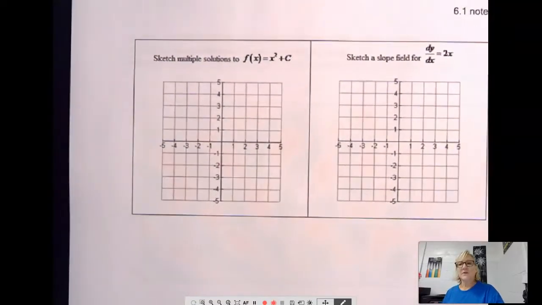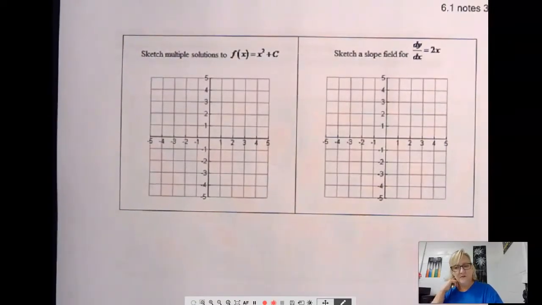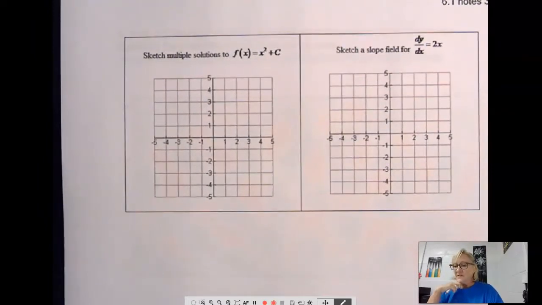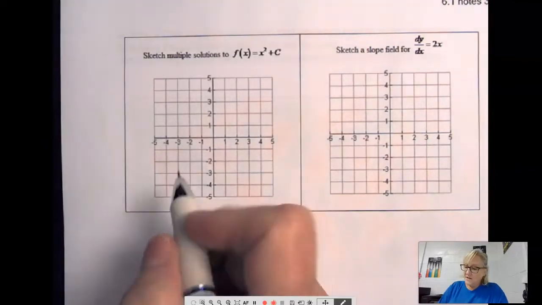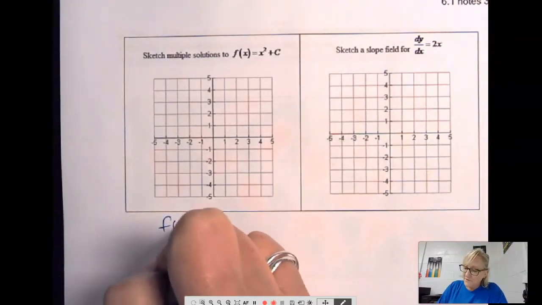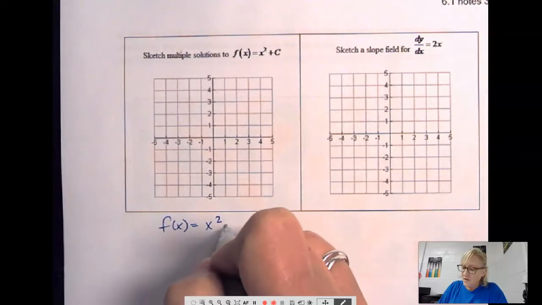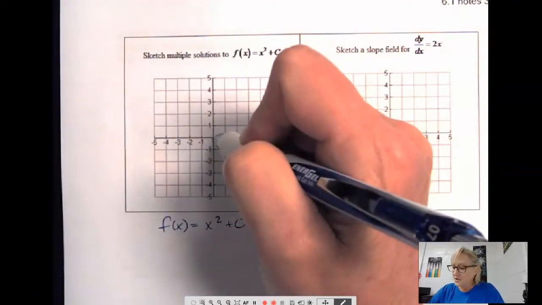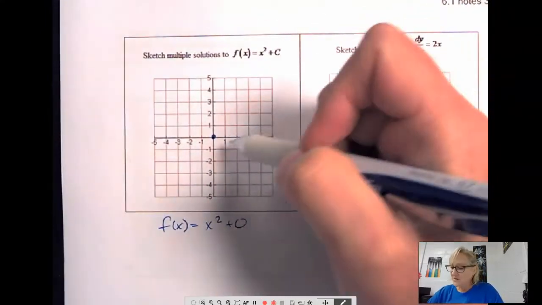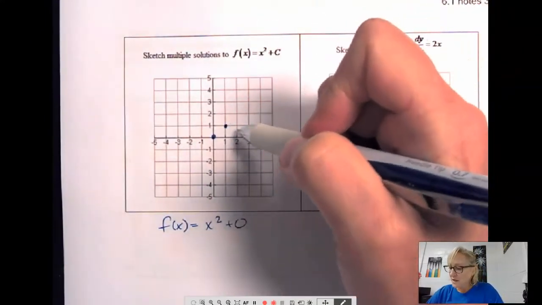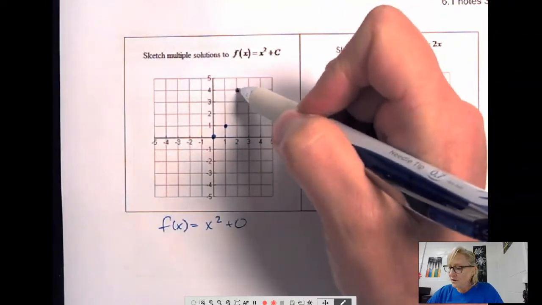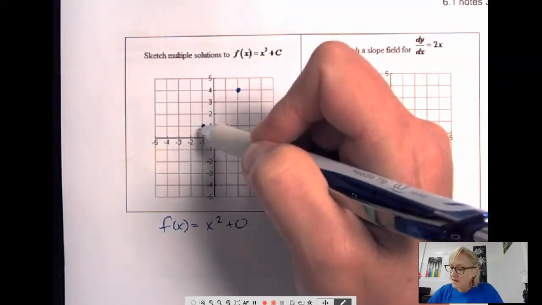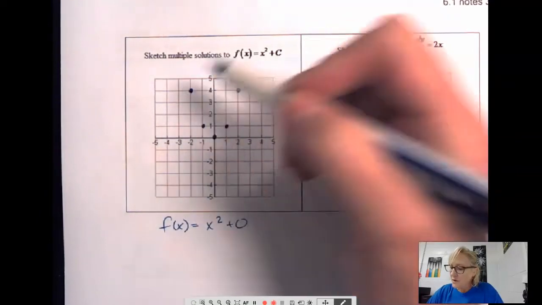All right. Okay, so this is getting into the new stuff of slope fields. Okay, sketch multiple solutions to f of x equals x squared plus c. All right, so for example, I could graph f of x equals x squared plus 0. Okay, that's our normal parabola, vertex at the origin. It's pretty easy to find some specific points. I know that (1, 1) and (2, 4) are on that graph. I also know that (-1, 1) and (-2, 4) are on the graph.